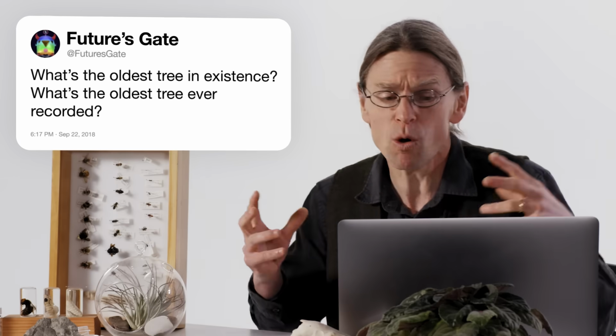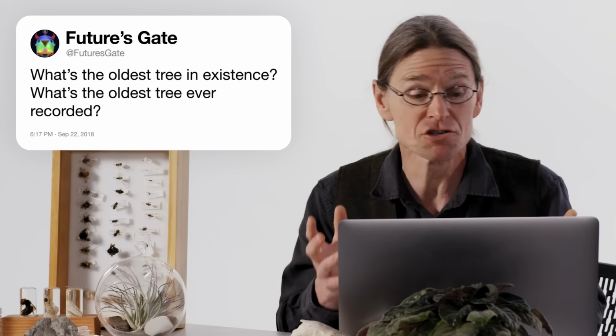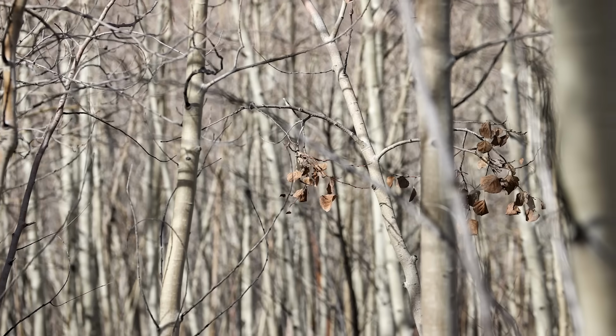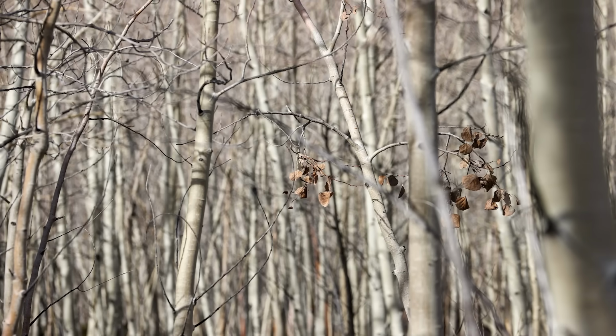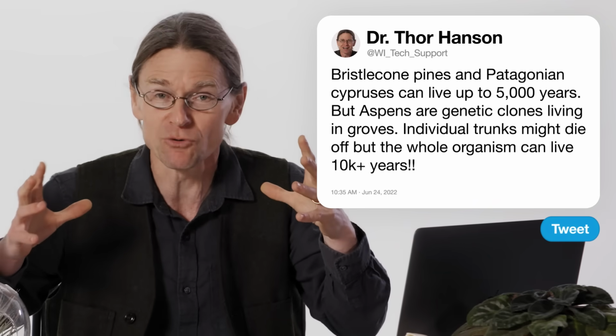@FuturesGate asks, what's the oldest tree in existence? What's the oldest tree ever recorded? Well, the oldest individual trees are certain bristlecone pines in California and Patagonian cypresses that have been known to live for 5,000 years. But there are also clonal trees, things like certain aspens or oaks, where they are genetic clones of one another living in a grove. So while individual trunks may die off, the whole organism can live for tens of thousands of years.